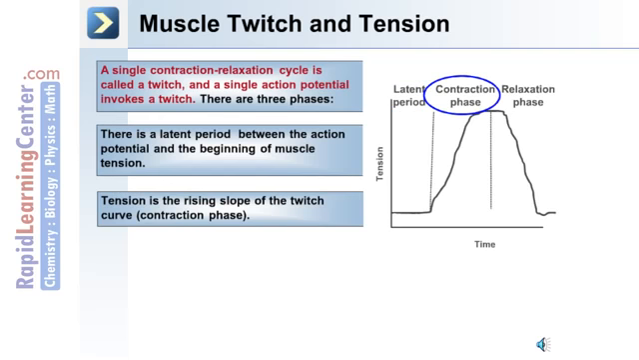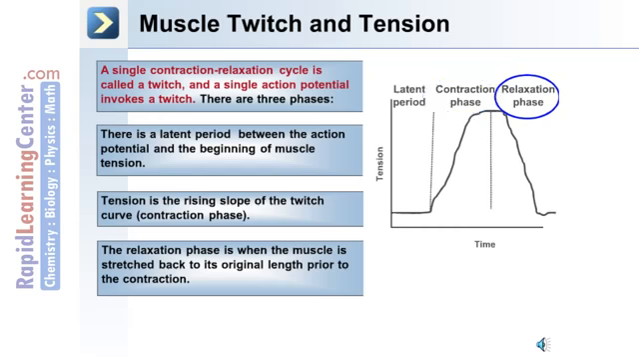Phase number 2 is the contraction phase. Tension is the rising slope of the twitch curve, and it's known as the contraction phase. Phase number 3 is the relaxation phase. The relaxation phase is when the muscle is stretched back to its original length prior to contraction.